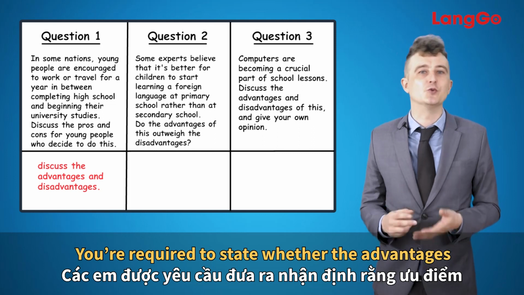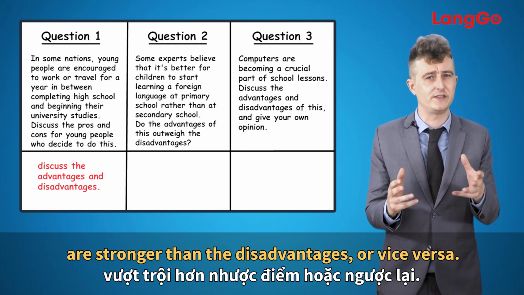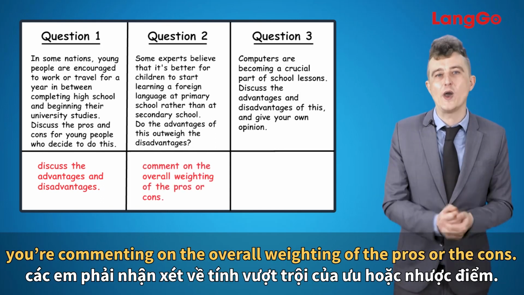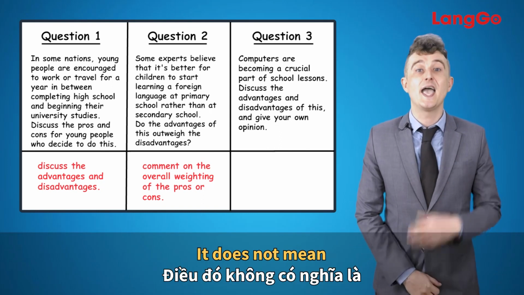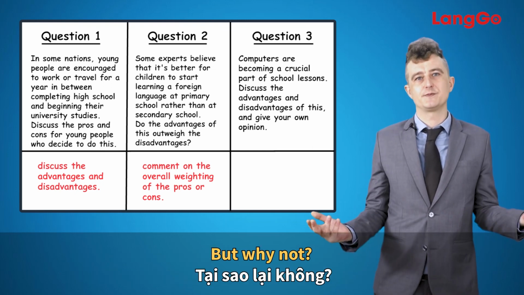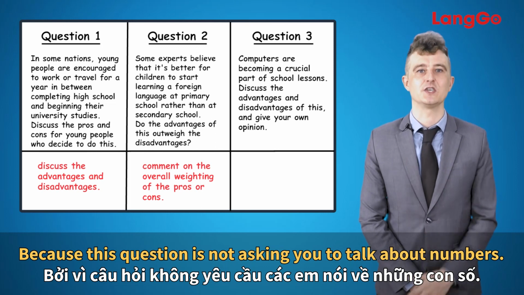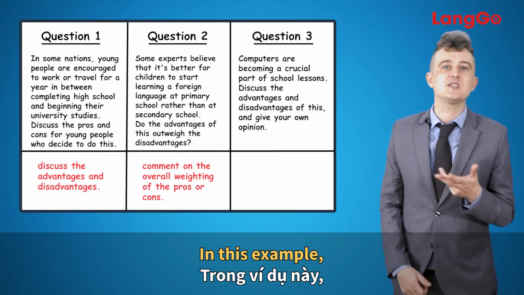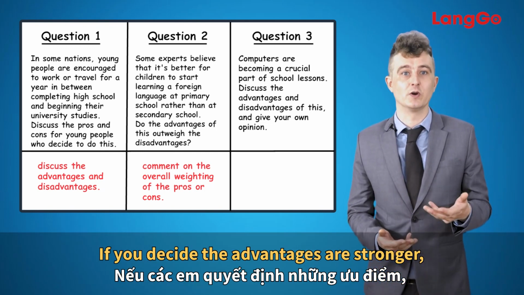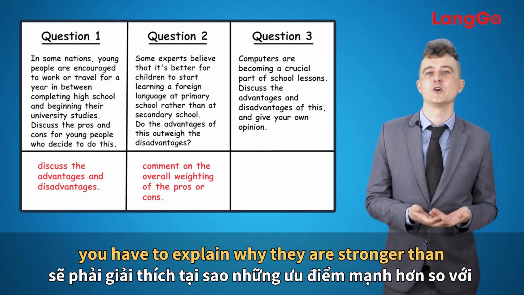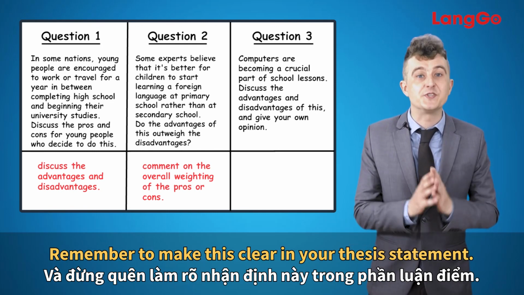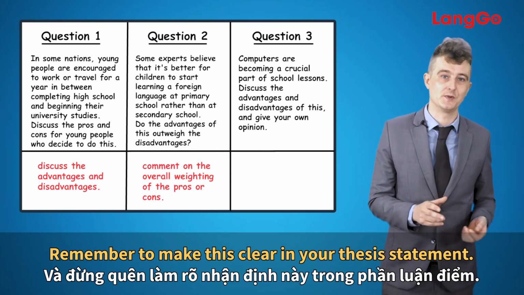For question number 2, you're required to state whether the advantages are stronger than the disadvantages or vice versa. In other words, you're commenting on the overall weighting of the pros or the cons. It does not mean, are there more advantages than disadvantages? But why not? Because the question is not asking you to talk about numbers. In this example, we will only have to choose which side is stronger. If you decide the advantages are stronger, you have to explain why they are stronger than the disadvantages and why the disadvantages do not outweigh them. Remember to make this clear in your thesis statement.